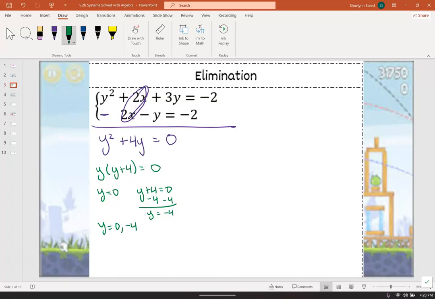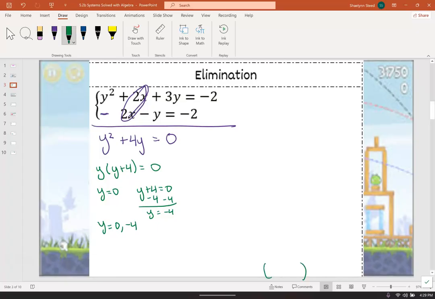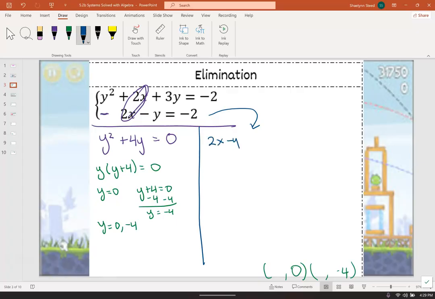Okay, again, I have my y values, which means I know that my answer is going to be something comma 0 and something comma negative 4. So we've got to go figure out what that is. So let's go ahead and split it. Pick one of your equations. I'm going to pick the linear one because it's going to be a little easier. That was 2x minus y equals negative 2. I'm going to plug in my y values. So we've got our y equals 0 and y equals negative 4. So I'm going to start with y equals 0.